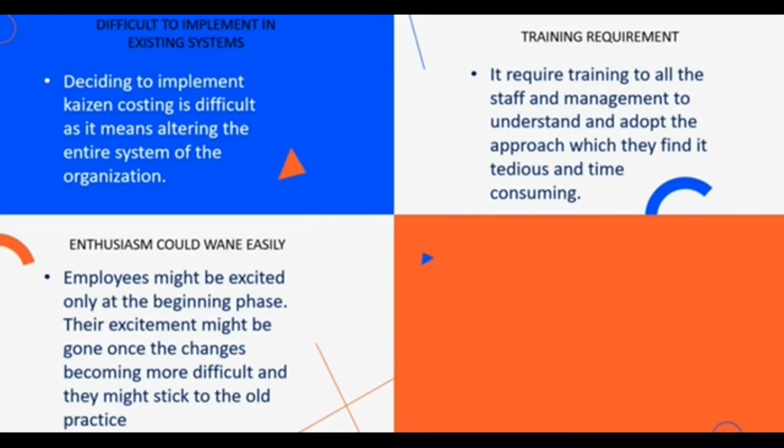The last one is enthusiasm could wane easily. Employees might be excited at first to implement changes. However, their excitement could wear away when the changes become difficult to adapt to. As such, they may resort to old practices and stick to business as usual. In addition, employees could be demoralized and unenthusiastic about work. Hence, the time and resources spent to implement Kaizen are wasted and the purpose of implementing Kaizen is defeated. So that's all from me.